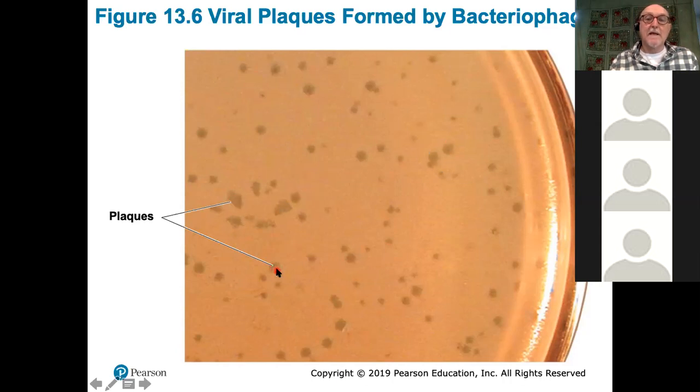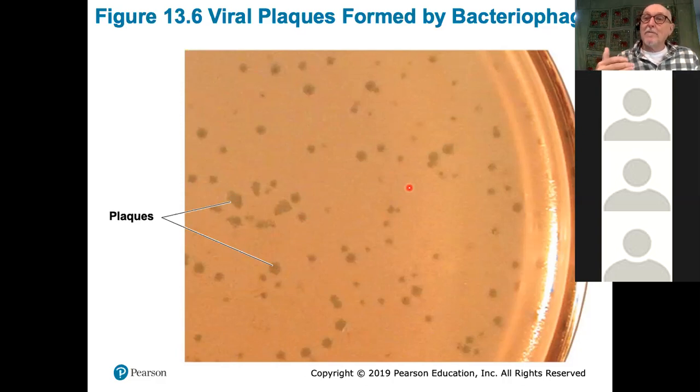Each of these is a plaque, each one representing one viral particle. But to be safe, we usually say one plaque-forming unit, just as with bacteria we said one colony-forming unit. In our minds, we assume most of them are produced by one virus. It's a very good way of counting how many viral particles you have, but also a very good way of culturing virus.